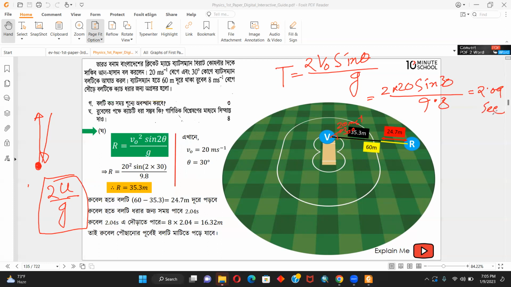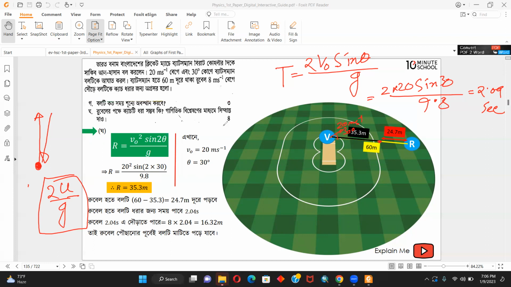Now for the second question: will this fielder, who is 60 meters away from the batsman, be able to take the catch? These values, like 35.3 and 24.7, are obviously not given. We will get to that. There are two ways to do this. First things first, you have already calculated how much time it has stayed in the air. So at the moment of touching the ground, it will have covered a travel time of 2.04 seconds. It is understandable, right?